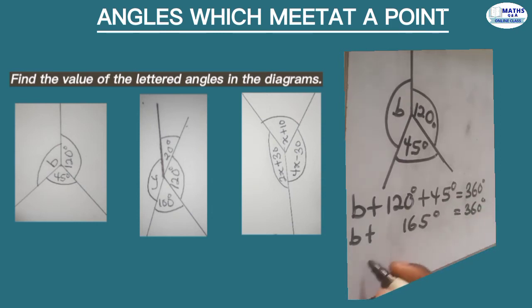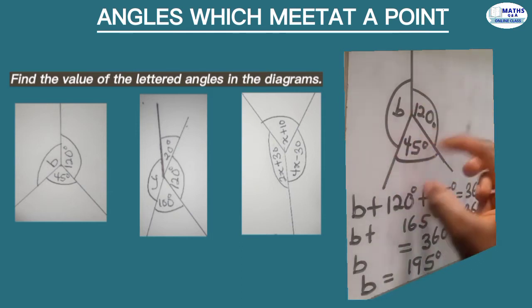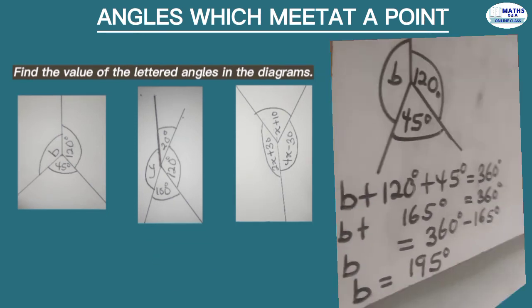Now we group like terms. So we have B equal to 360 degrees minus 165 degrees. So B now becomes what? 195 degrees. So we see that the value that we get for B in these angles here is what? B is 195 degrees. Let's solve the second question.